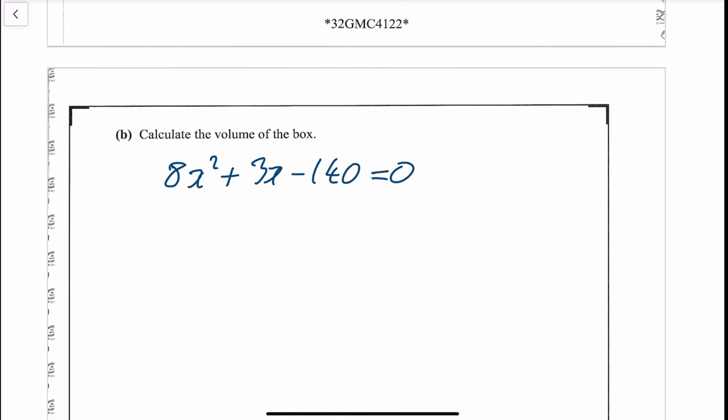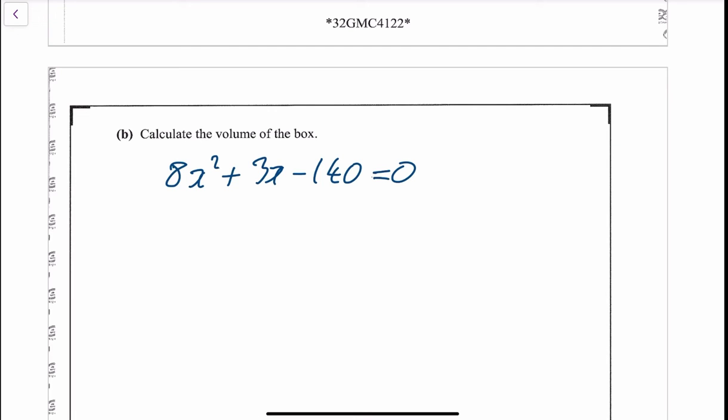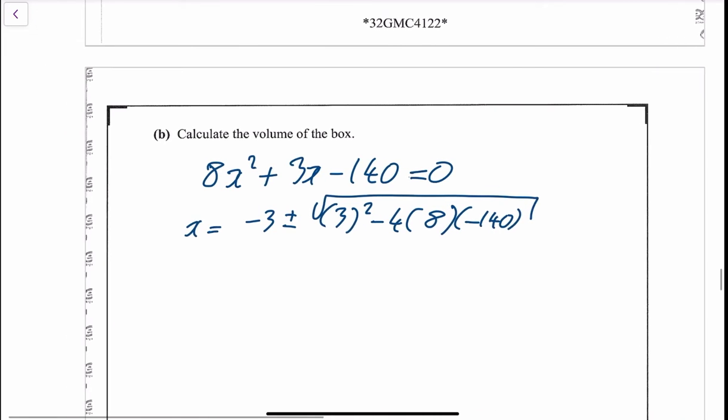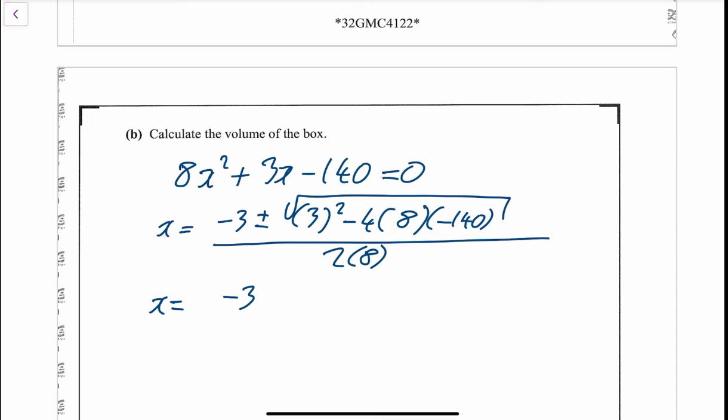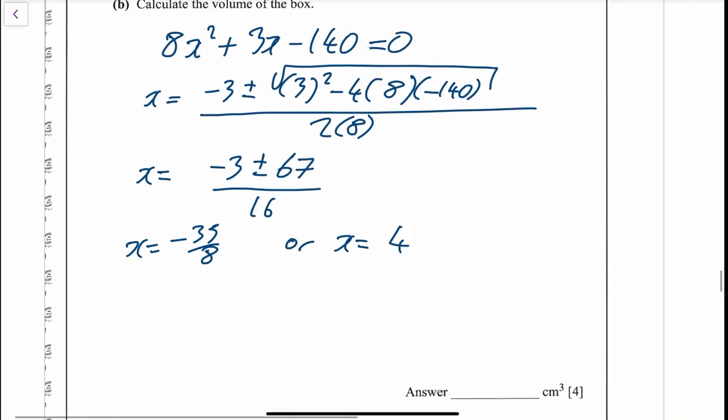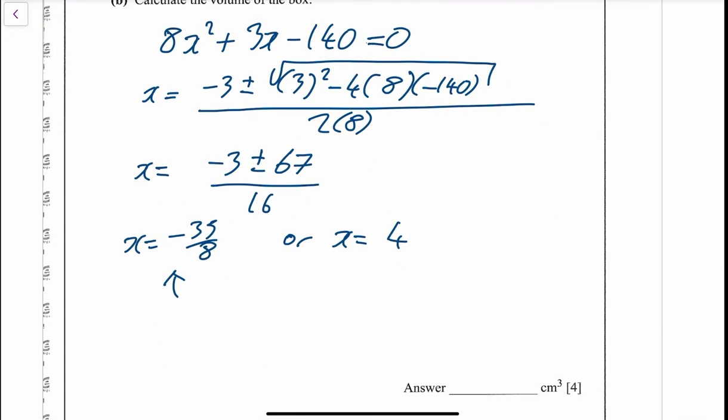I got it, it actually factorizes, but I think, to be honest, I would just use my quadratic equation to do that. So minus 3 plus or minus the square root of 3 squared minus 4 times my a, which is 8, times my c, which is minus 140, all divided by 2 times 8. If you tidy that up, you'll have minus 3 plus or minus, and if you did the square root of that thing, what you actually get is 67 over 16. So it gives you x is equal to minus 35 over 8, or x is equal to 4. Now this one, because we're dealing with lengths, that would not be possible. Just write that down, not possible.